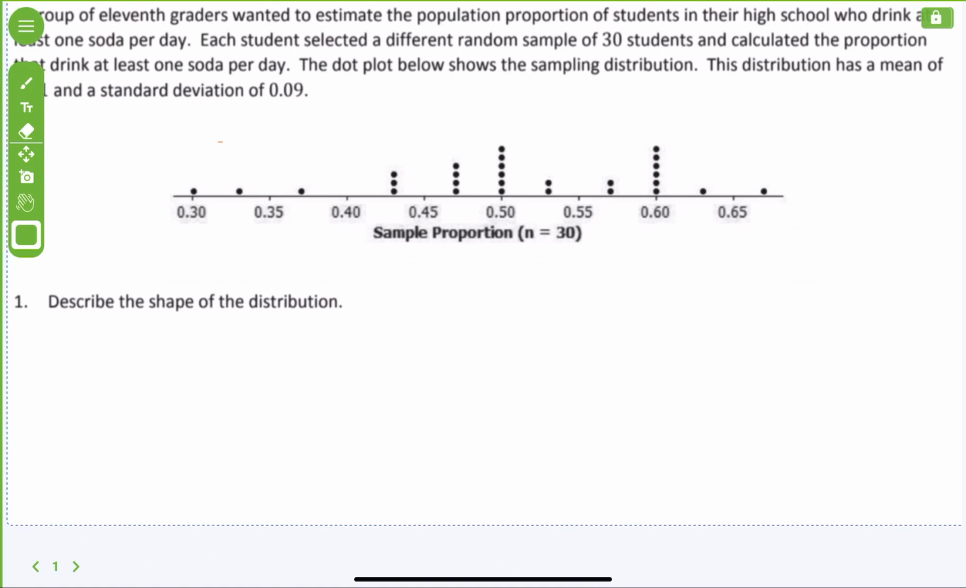Now, what this means is these students did not want to go and find the entire population of their high school, right? They don't want to do that. So what they're doing is they're pulling a random number of 30 students. Sample size is 30 students, and they're asking them, hey, have you drank more than one Coke a day? One soda, one pop drink, whatever y'all call it.